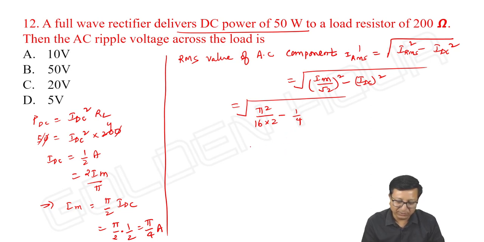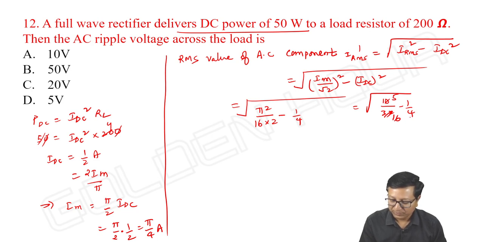If you calculate its value, pi square is approximately equal to 10. So it is the square root of 10 by 32 minus 1 by 4, which is 5 by 16 minus 4 by 16, that is 1 by 16. So it is 1 by 4 amperes.